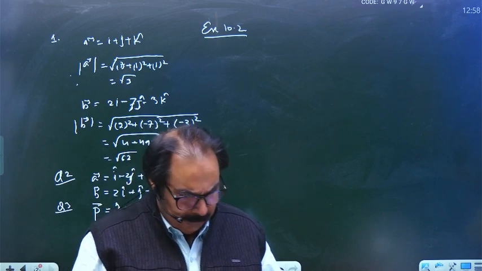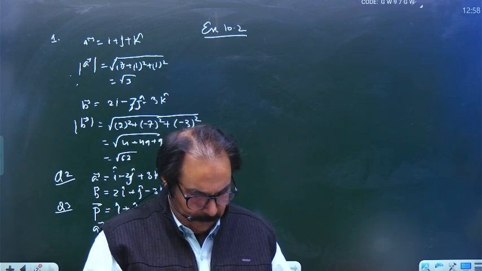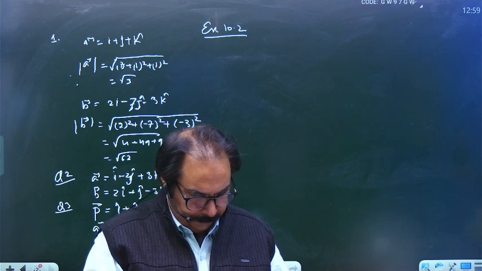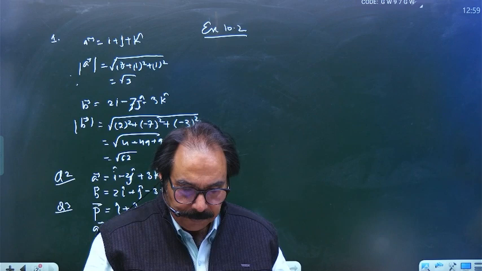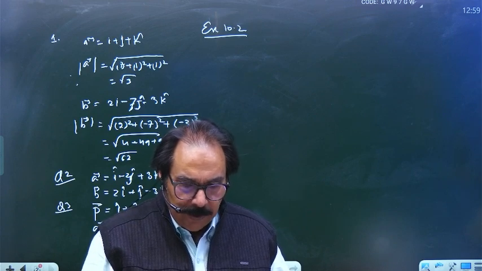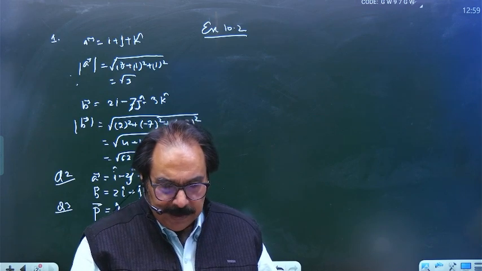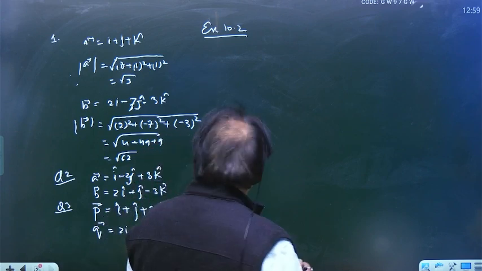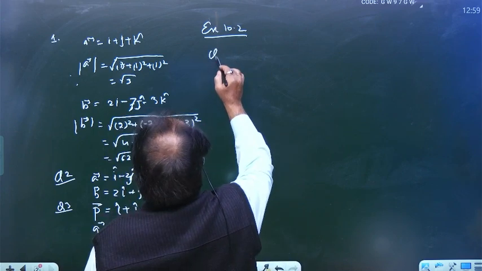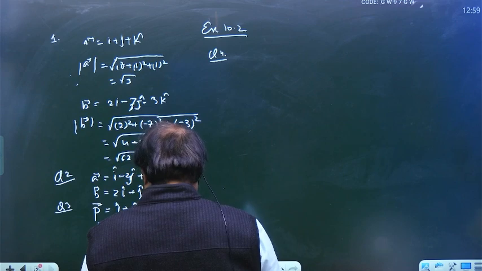Then the next question is question number 4. The fourth question is: find the value of x and y if the two vectors are given. Question number 4, the two vectors are given.